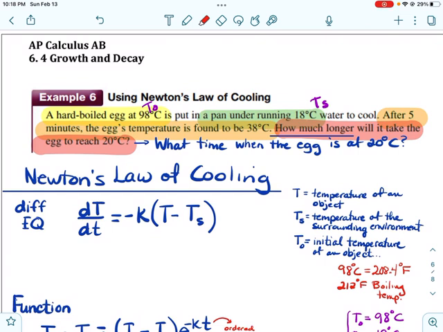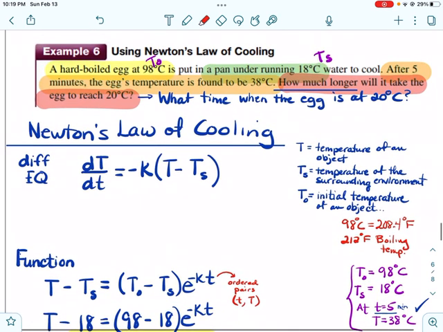In this case, we have a hard-boiled egg at 98 degrees Celsius. That's going to be our initial temperature, T sub 0. It is put into a pan under running water at 18 degrees Celsius, which is the temperature of the surrounding water, and it's left to cool. After 5 minutes, the egg's temperature is found to be 38 degrees Celsius.